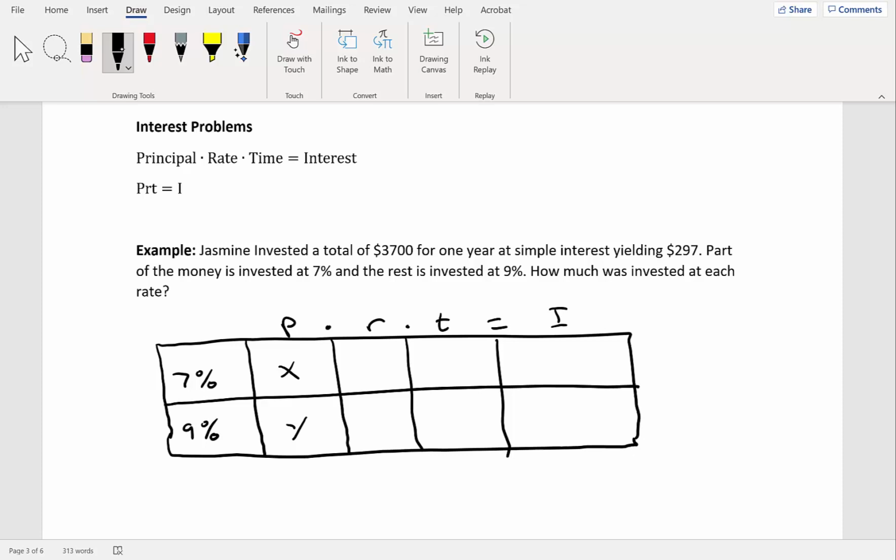Now the only thing that you want to do here is change 7% into a decimal. So this would be 0.07. 9% would be 0.09. And now the time, since it says 1 year, our time for each one would be 1.